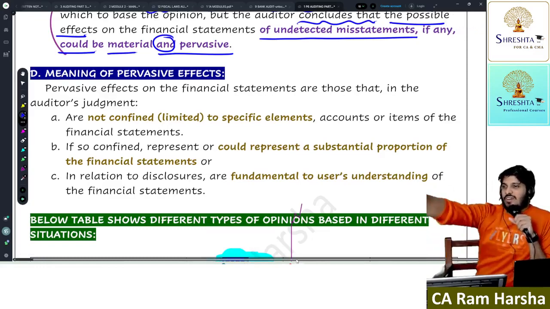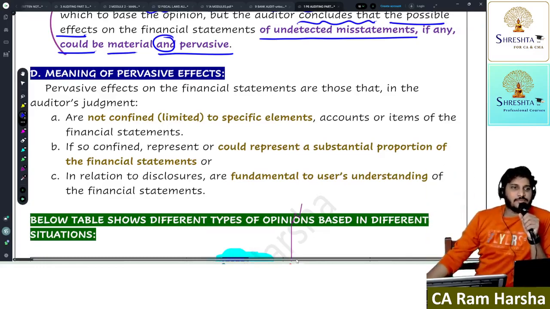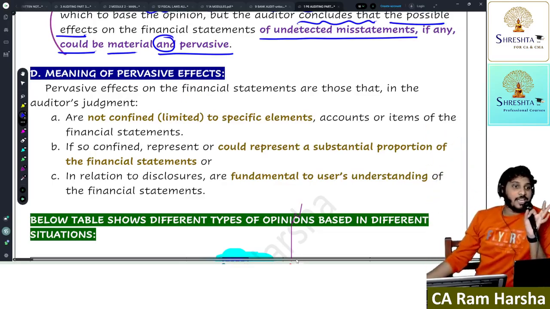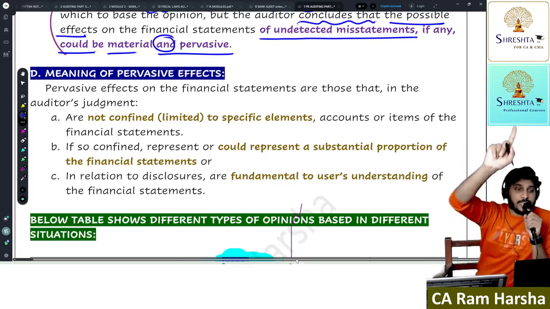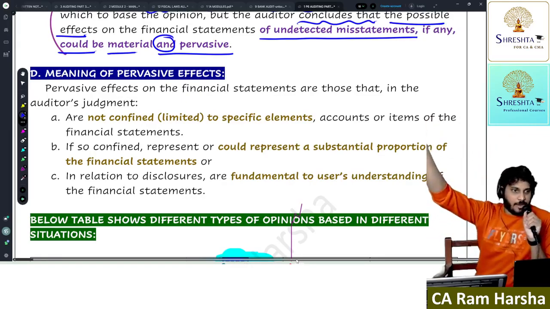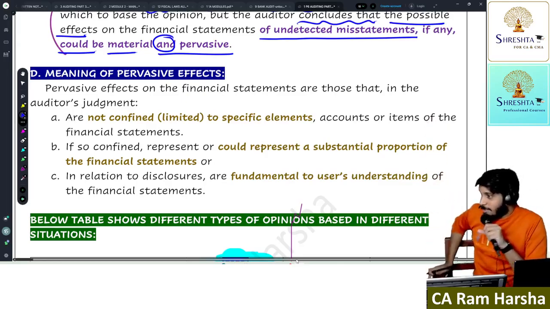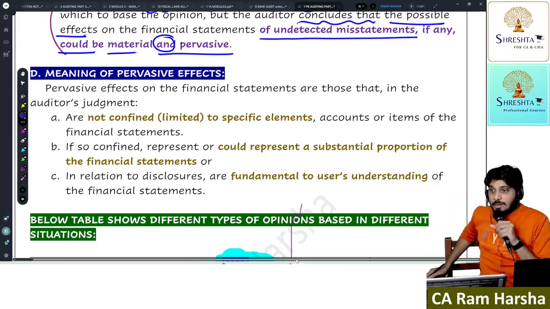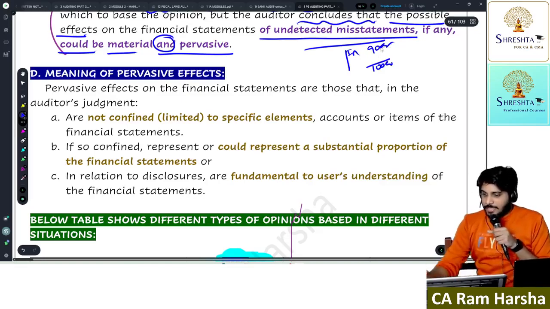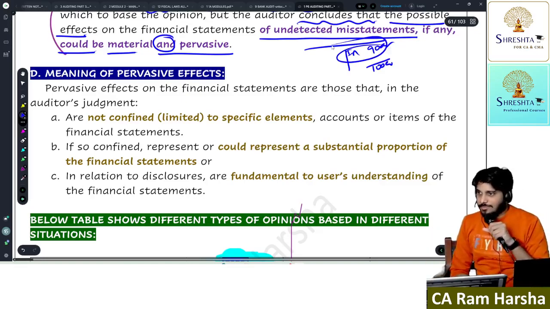Mistakes are there only in one item. Can I say pervasive? Mistakes should be there in multiple items always? Not necessarily. Even if it is one item, if it is a big item, then it is pervasive. Suppose I have 1000 crore total assets. Investment itself is 900 crore. This investment I don't have evidence.